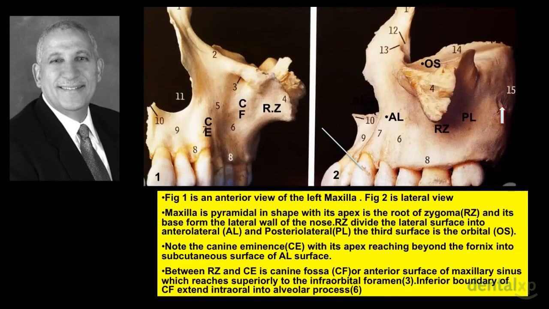So let's start with the maxilla. What I'm showing you here, on the left side we have half a maxilla, but we're looking at the anterior view, and in the second figure we're looking at the lateral view. So let's start with the anterior view and see what we're seeing here.